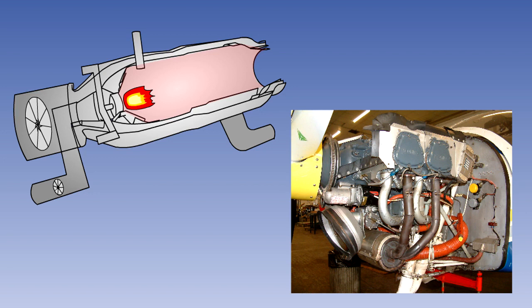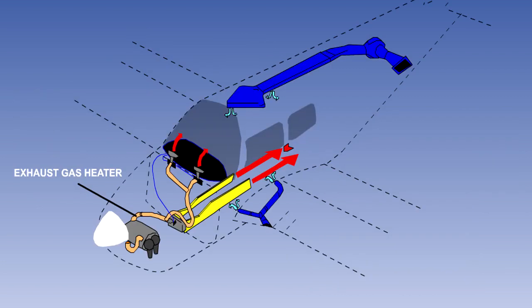Outside air is introduced to the cabin through forward-facing air intakes. Some of this ram air can be heated by an exhaust gas heater or a combustion heater, and then mixed with the cold ambient air in varying proportions to give a comfortable cabin temperature. A typical system for a light aircraft using an exhaust gas heater is shown here.